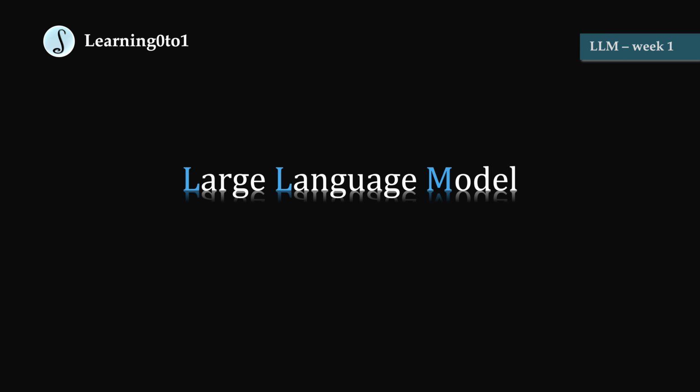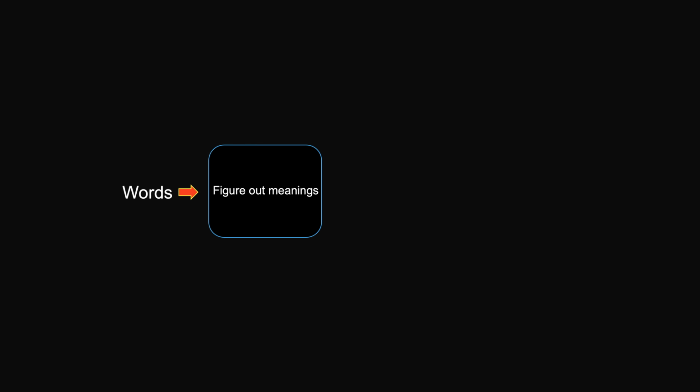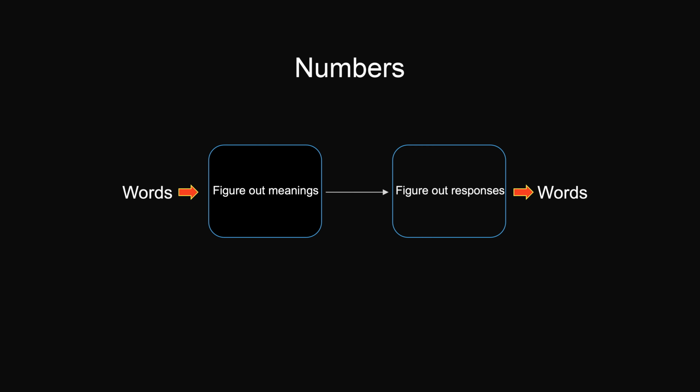Here is a summary of what I learned in week 1. So when we speak, we hear words, we figure out their meanings, then we figure out the response, and then we speak back. For any of these to be done by computers, everything has to become numbers.